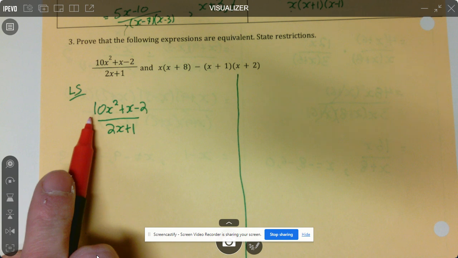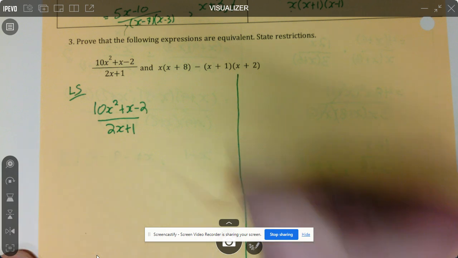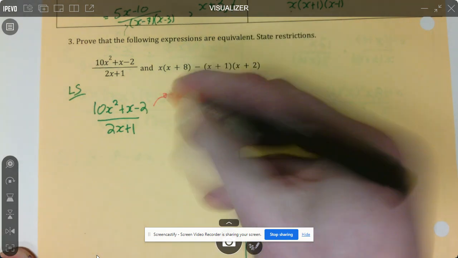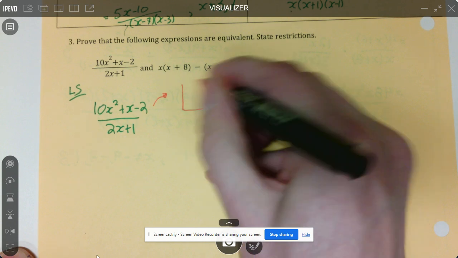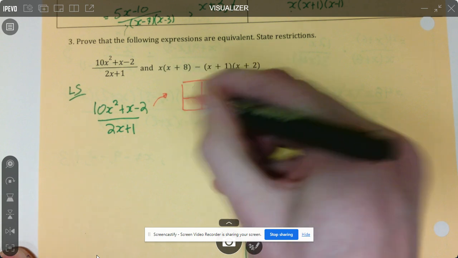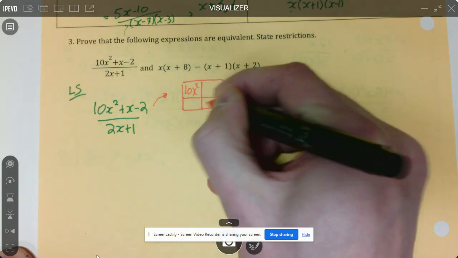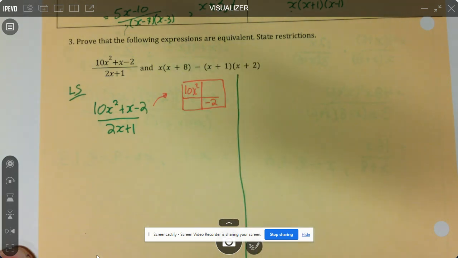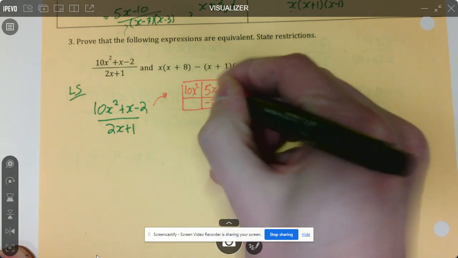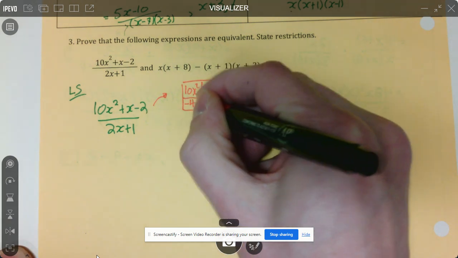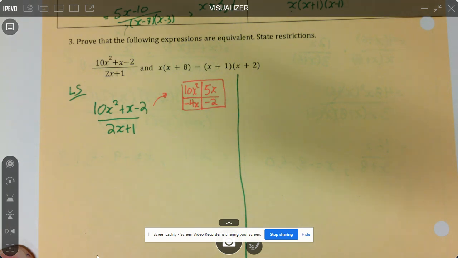For the first one here, there's no common factor, and my a value is not 1, so I've got a complex trinomial. You can factor that with the method of your choice. I'm just going to show this grid method. So I'm going to put 10x squared and minus 2. I'm looking for two numbers that multiply to a times c, so two numbers that multiply to negative 20 and add to 1, add to b. Those numbers are 5 and negative 4. Those multiply to negative 20 and add to 1.